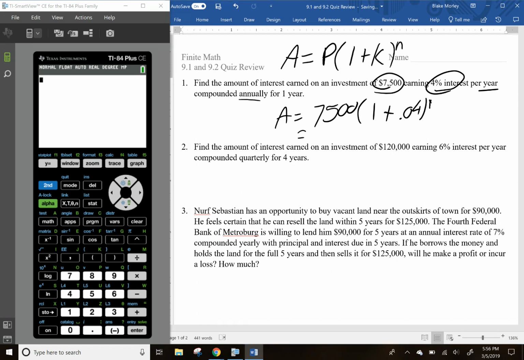Let's type it in our calculator: 7,500 times (1 plus 0.04) to the first power. And we get 7,800.